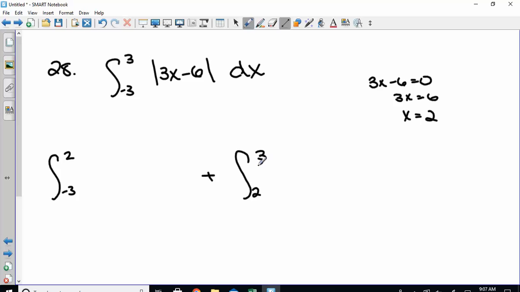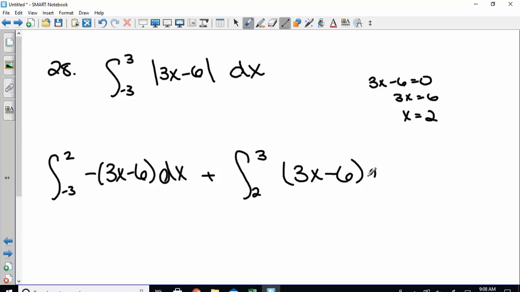All right, if you plug in a number between -3 and 2, so if you put in a 0, is this positive or negative? Negative. So the absolute value would make it positive. So it does the opposite. So it's the opposite of this 3x minus 6. If you plug in something between 2 and 3, this is positive, so the absolute value doesn't change it.